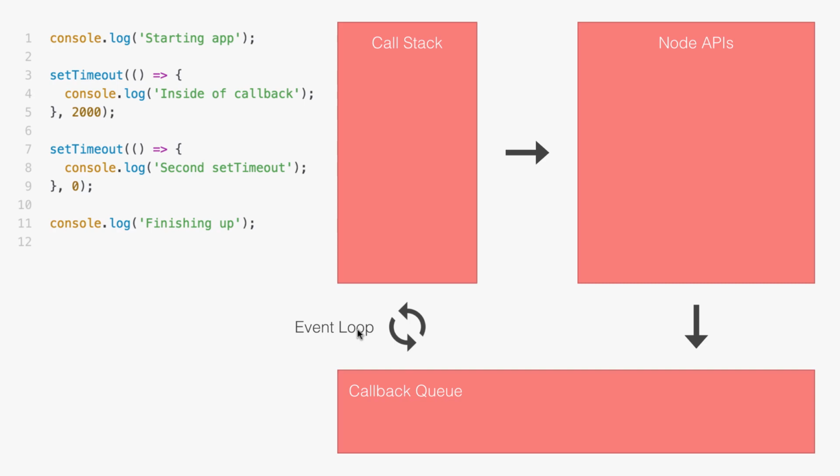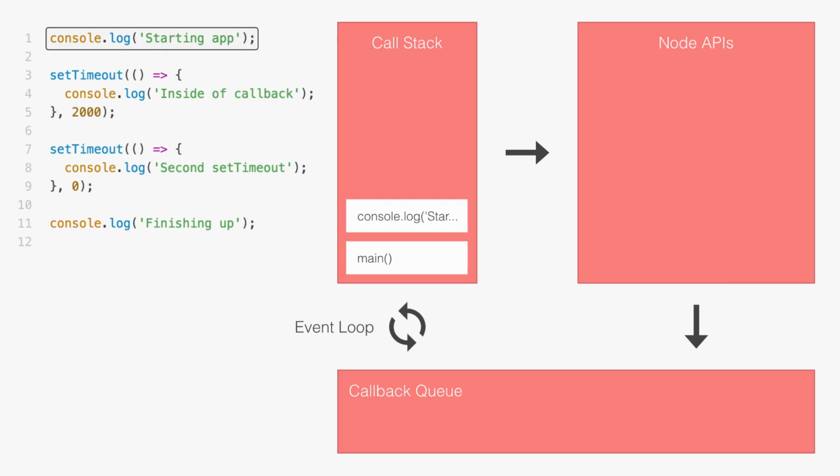Now, things are going to start off as you might expect. The first thing that happens is we run the main function by adding it onto the call stack. This tells V8 to kick off the code over here on the left. The first statement is really simple, a console.log statement that prints starting app to the screen. That runs right away, and we move on to the second statement. The second statement is where things start to get interesting.